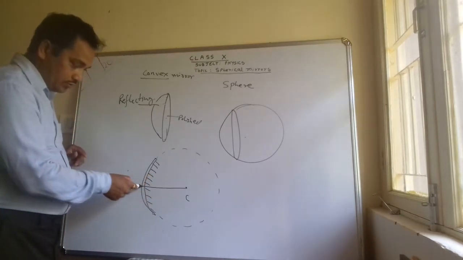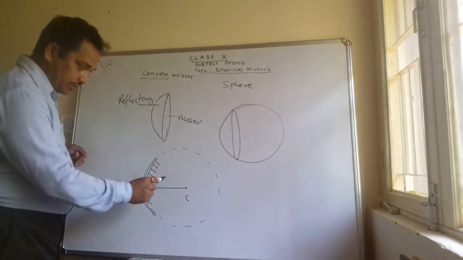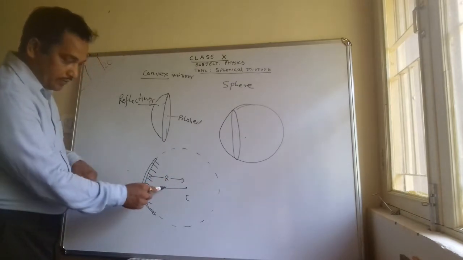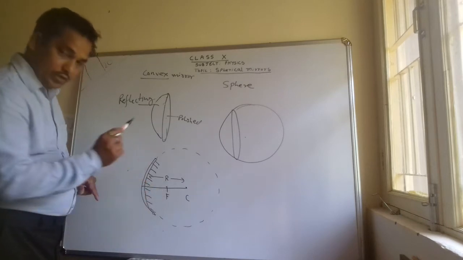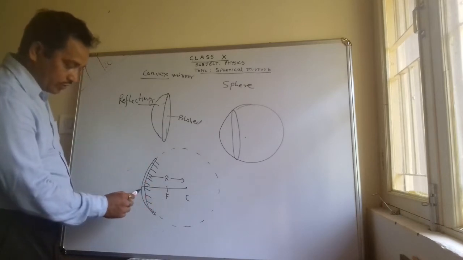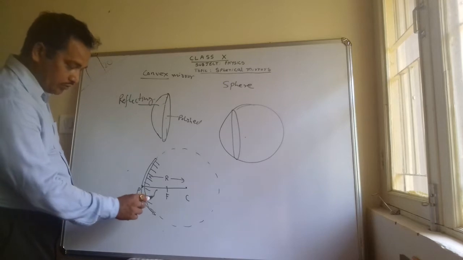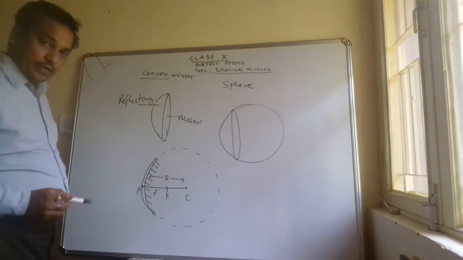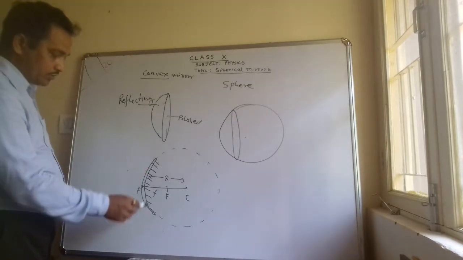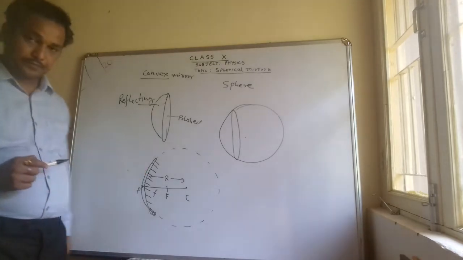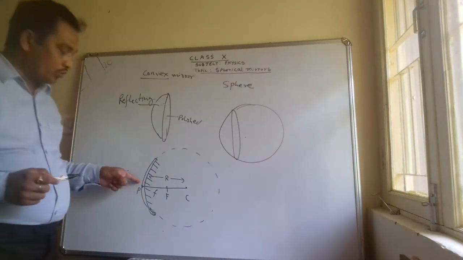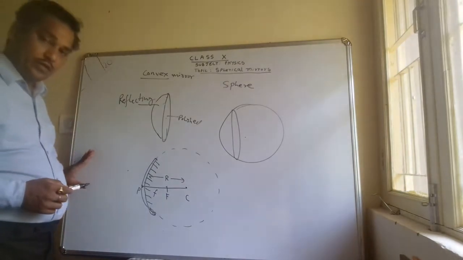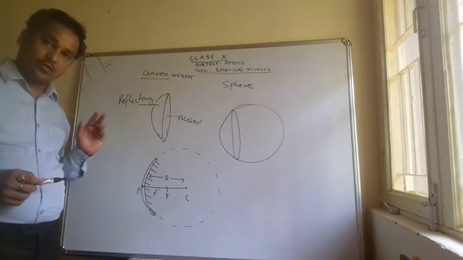And what is this distance called? Radius of curvature, denoted by capital R. And the midpoint of this is called the focus. The distance from focus to the pole is called focal length, denoted by small f. Right? So this is the convex mirror. See, this is the pole, and we have to always keep the object on the left side of the mirror, whether it is a concave mirror or a convex mirror.